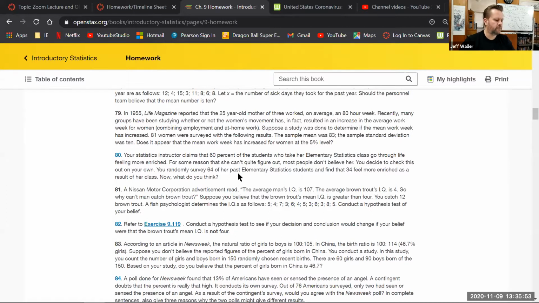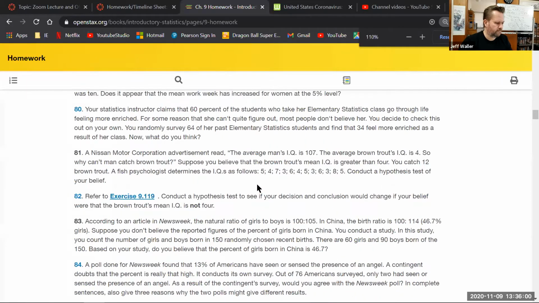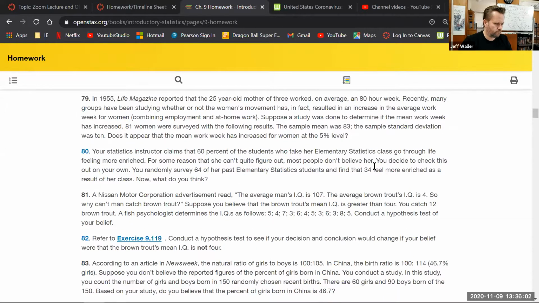What do you think? So this one is an interesting problem because it doesn't, well, okay. Can somebody tell me what the claim is? That's not hard. Can somebody tell me what the claim is? 60% of students leave the class feeling enriched. Good, I like it. Now, what would it be in mathish? P is equal to 60%. Yes, good. So this is one of those where people sometimes have trouble because it doesn't, oh, give me a second.